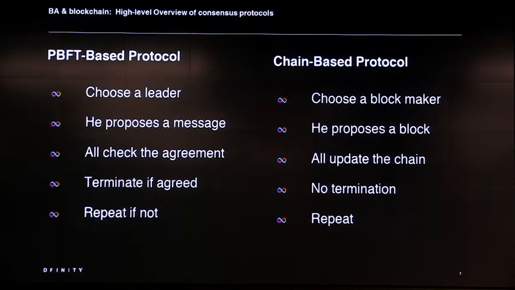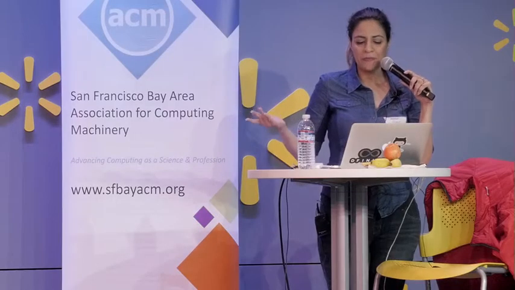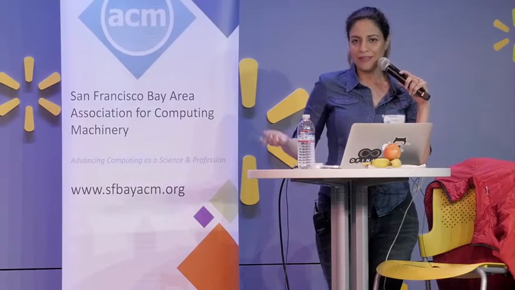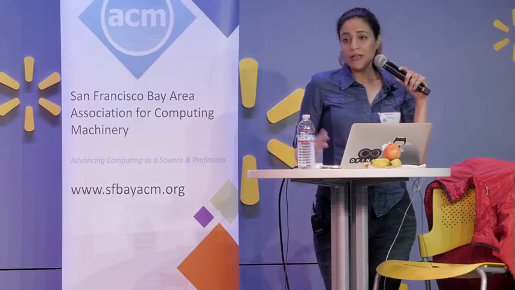Then in the PBFT-based protocols, we said they have to reach agreement. They have to check if they reach agreement. In blockchain, everybody who received the block just updates the chain. They don't check if they reach agreement or not. They are just optimistic. And then in the PBFT-based protocols, they have termination guarantees, so they terminate after they reach agreement. But in blockchain-type protocols, there is no termination. You should always continue working. If you stop working, then the protocol cannot satisfy safety anymore. So it's always working. There is no termination. You continue adding the next block. And then you repeat.